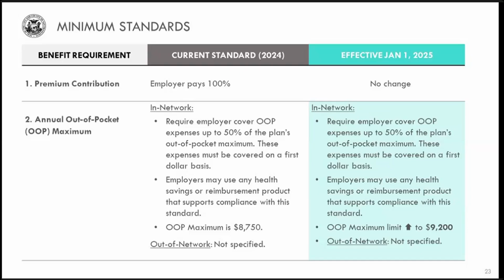These expenses must be covered on a first dollar basis, and all types of cost sharing, including deductibles, copays, coinsurance, must count towards the out-of-pocket maximum. Employers may use any health savings or reimbursement product that supports compliance with this standard. And lastly, the out-of-pocket maximum has been changed to be synced with the federal out-of-pocket limit for a self-only coverage plan instead of the patient-centered benefit design plan. So in 2025, what this means is the limit will be raised to $9,200. Next slide, please.